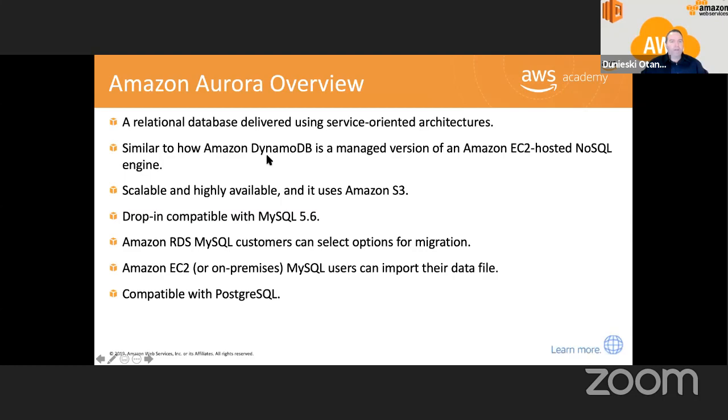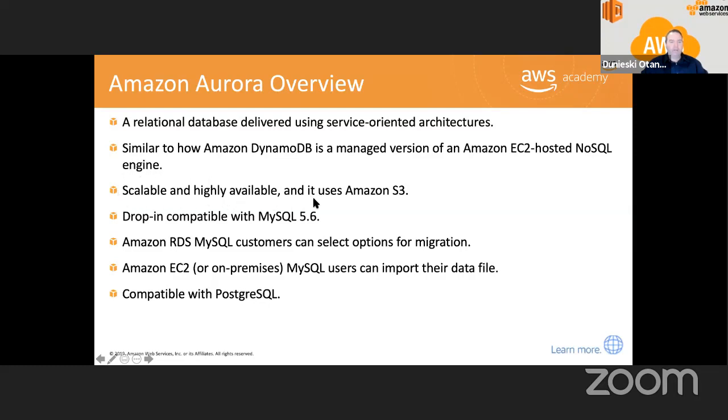So we have Aurora. Aurora is a relational database delivered using service-oriented architecture. Don't forget SOA, service-oriented architecture, has to do with microservices. Similar to how Amazon DynamoDB is a managed version of an Amazon EC2 hosted NoSQL engine. Okay, so this one is proprietary to Amazon. Okay, it's just similar to Amazon, and DynamoDB is just managed. All right, it's scalable, highly available, and it uses Amazon S3.